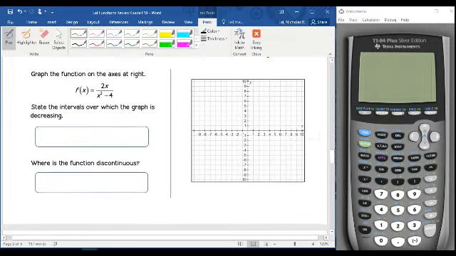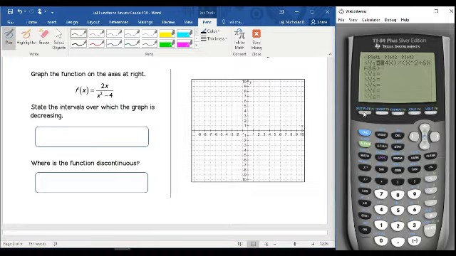Graph the function on the axis on the right. So we have 2x over x squared minus 4. And there's no reason we can't use our calculator for this one. We will have the function 2x divided by x squared. Oh, let's put that in parentheses.